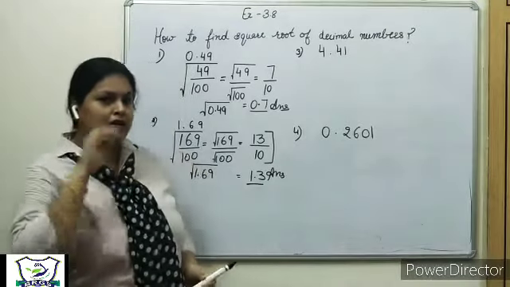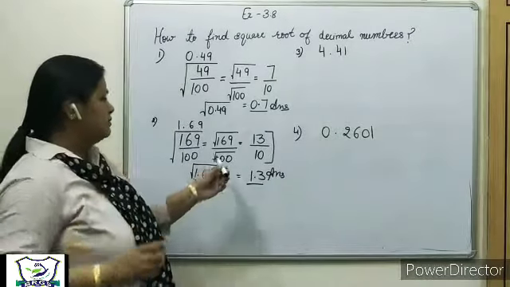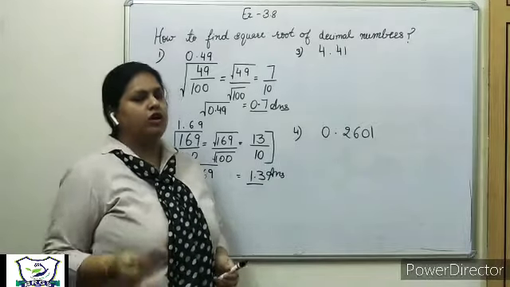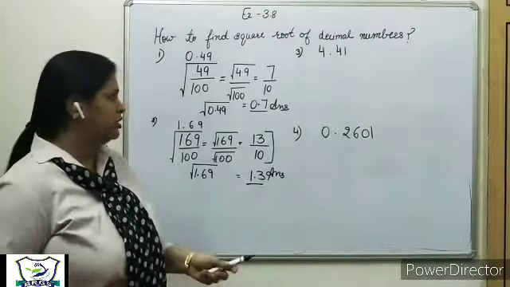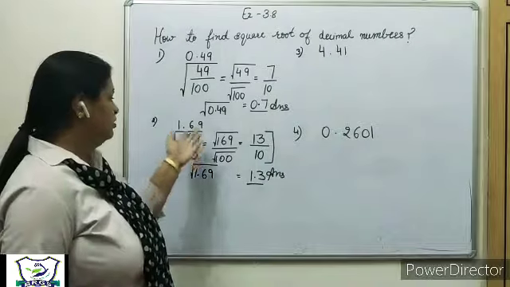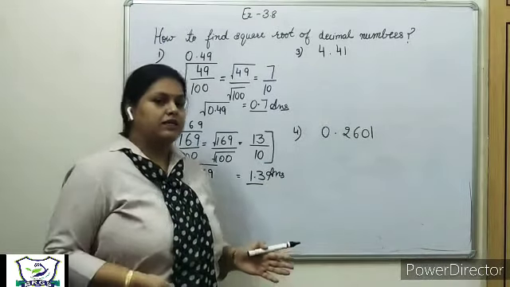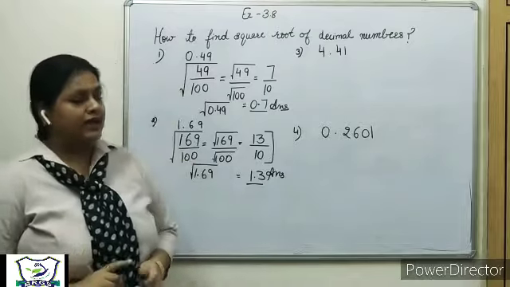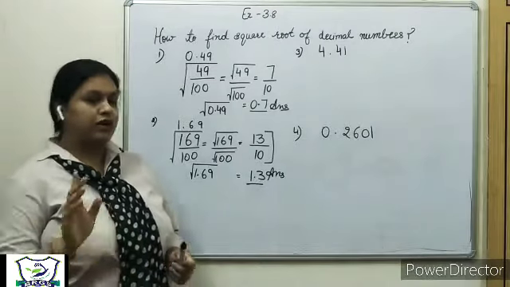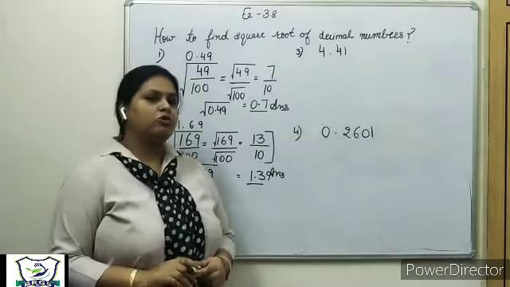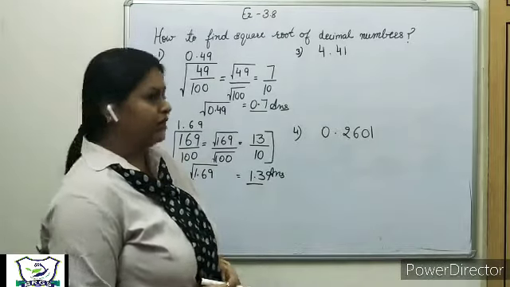Correct? Easy one. But this method is easy for small numbers only, when there are only 2 or 4 decimal places. But when we have many numbers in the decimal places, then you should go for the division method. Let's see how to solve these questions with the division method.